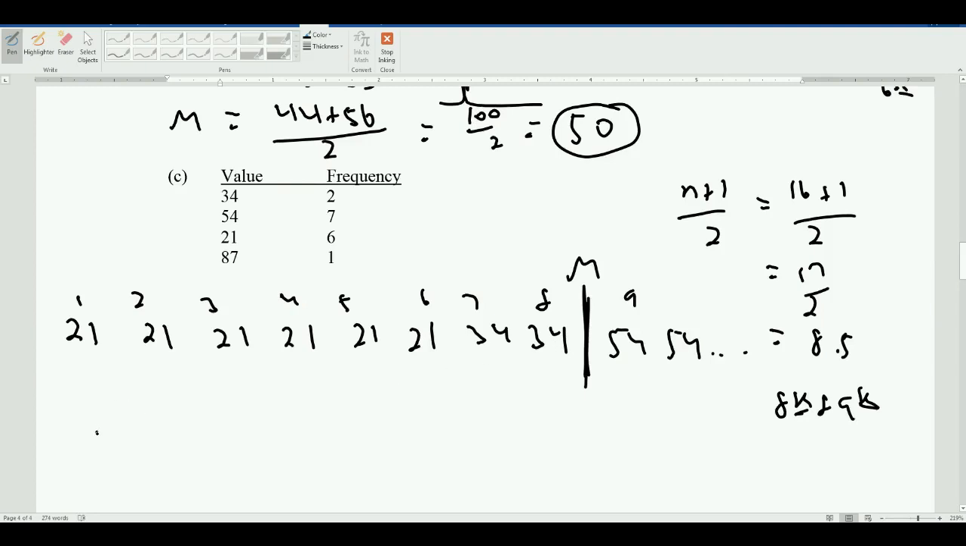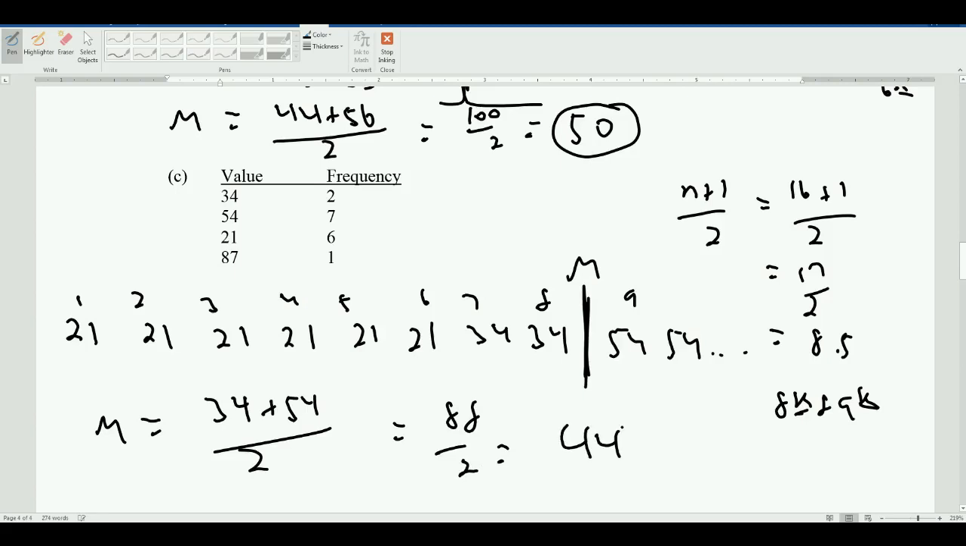So what that means is, to find the median, I will now take 34 plus 54 divided by 2. And that is 88 divided by 2, which is 44. So the median is 44.